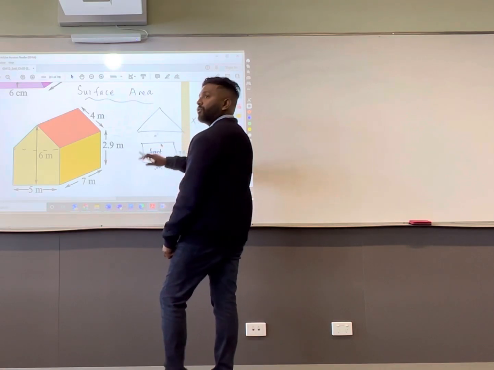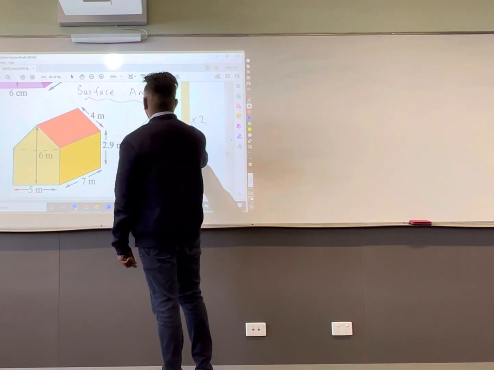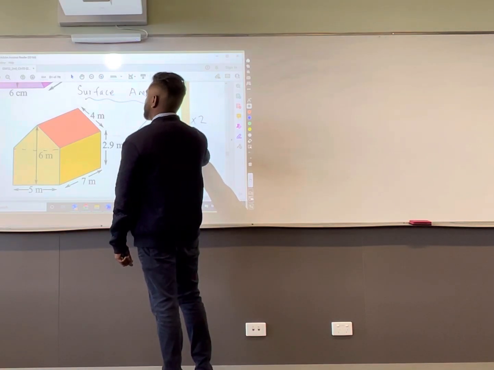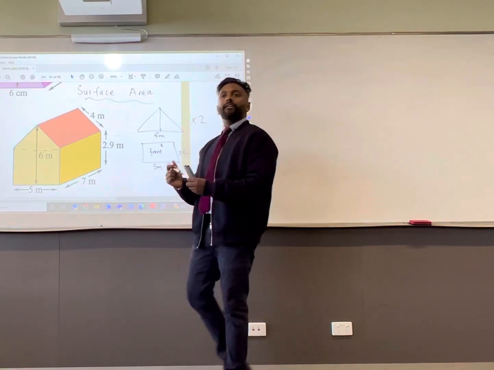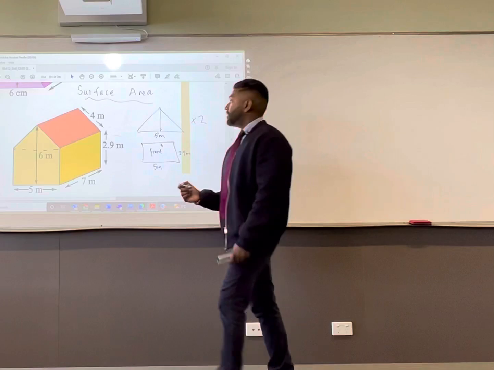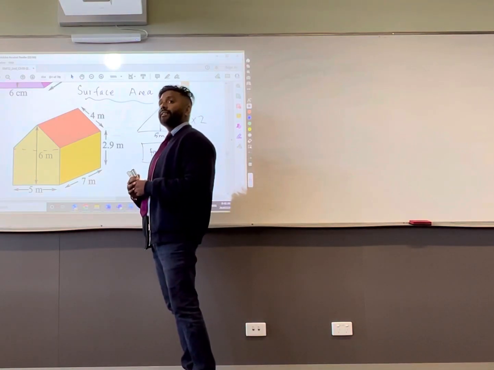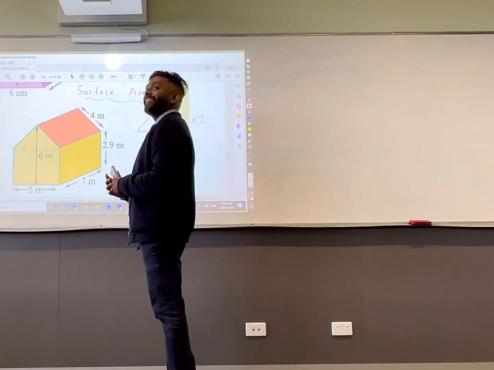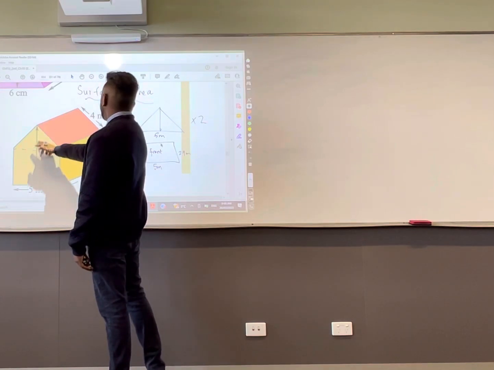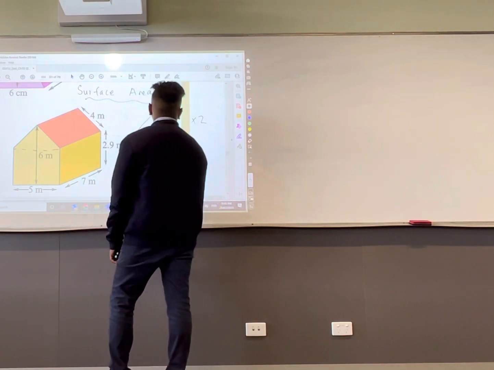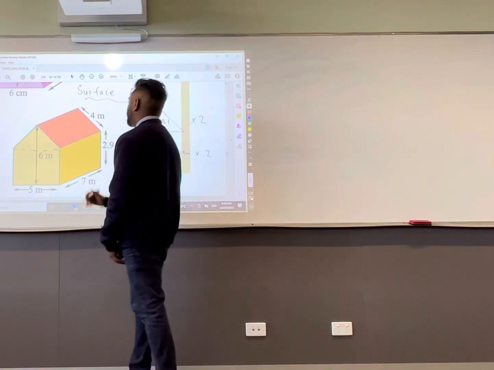Great. What about the triangle? What's the dimension for this triangle? 5 meters. And what's the height? How do we work out the height of this triangle? Can we do something else other than Pythag? This height, take away this, so it's going to be 3.1. Now, we're going to multiply this by 2, because we've got these two up there on that side.